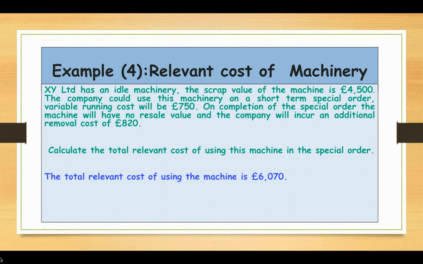So the total relevant cost of using this machine, if you add 4,500, which is the scrap value lost, plus the variable running cost of 750, plus the removal cost of 820, so the total relevant cost of running this machine will be £6,070.